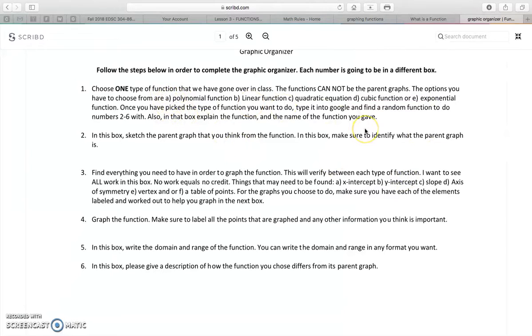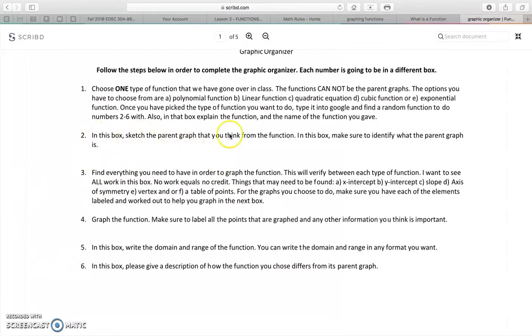Some examples that they can use are a polynomial function, linear function, quadratic function, cubic, exponential, and so forth. As long as it's not the parent function, then I'm cool with them using it. They can type it into Google and find a random function that they can use for these next ones here. Also in the box, they need to explain the function and the name of the function. So let's say they use a quadratic equation. They need to explain the type of function and then say it's a quadratic equation.